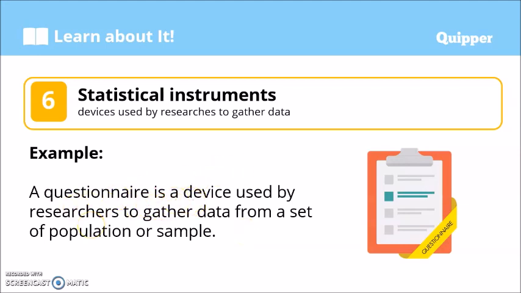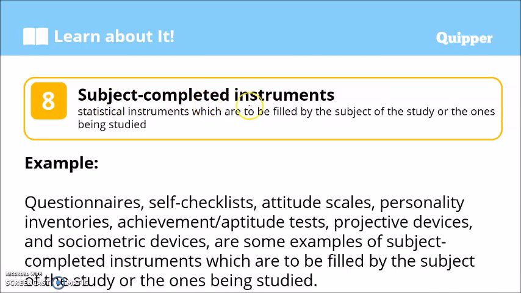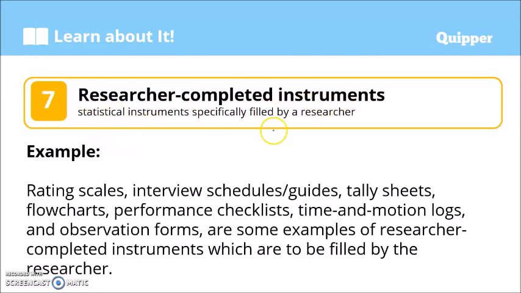We have two types of statistical instruments. We have what we call researcher-completed instruments and also subject-completed instruments. Researcher-completed instruments, these are statistical instruments specifically filled by a researcher. Okay, so si researcher mismo magsusulat, magre-record ng mga observations niya. Example, rating scales, yung interview schedules or guides, tally sheets, flowcharts, performance checklists, time and motion logs, and observation forms.